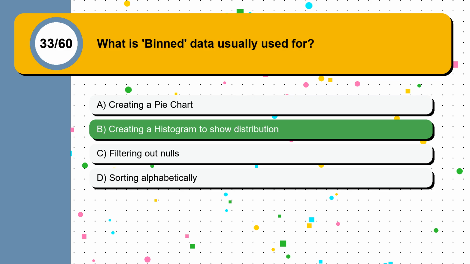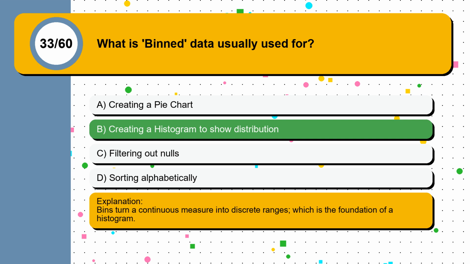The correct answer is option B, creating a histogram to show distribution. Bins turn a continuous measure into discrete ranges, which is the foundation of a histogram.